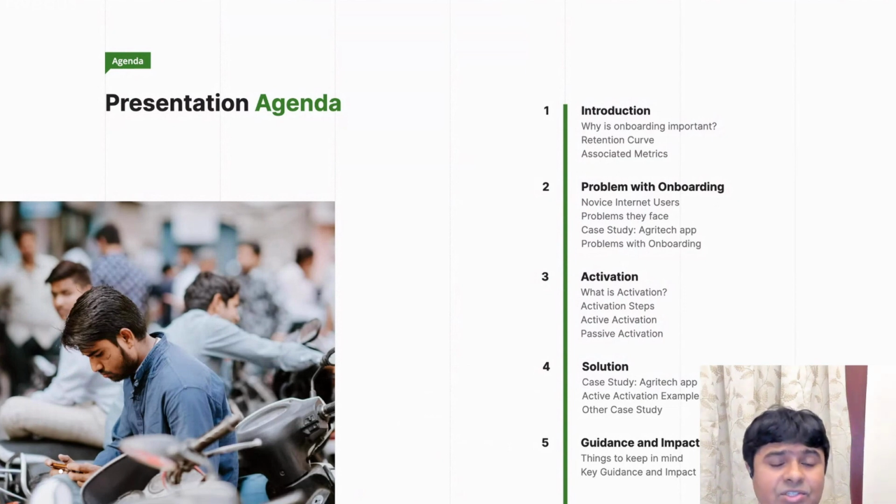Then we'll talk about activation. Activation is something really important. It's the moment at which people know why they are using a certain product. I don't find a lot of information online about this, especially in the Indian context. So we'll take a real case study of an Agri-tech product and show you what activation could mean or look like in that scenario. We'll then try to understand the problems there and try to solve them, with real screenshots and real examples of other apps as well.